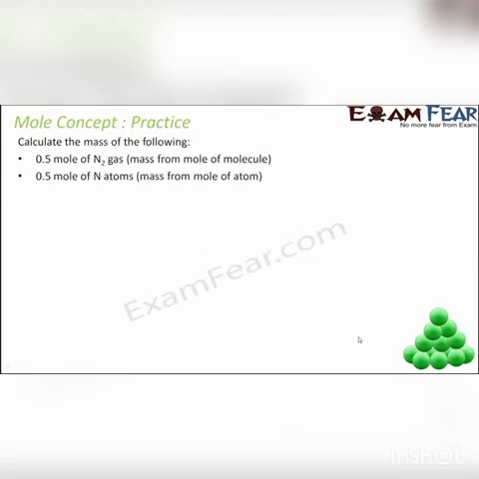Let's take some more. So we have to find the mass of 0.5 mole of nitrogen gas, 0.5 mole of nitrogen atom, and this many number of atoms. Please note, in all these cases you have to find the mass. Okay. So mole is given, you have to find the mass.